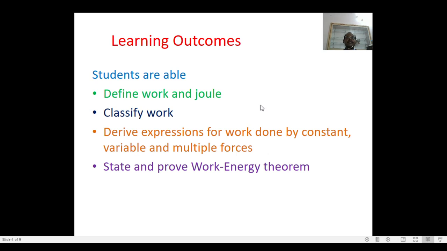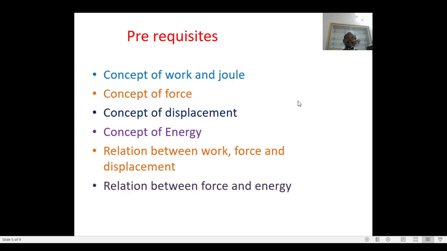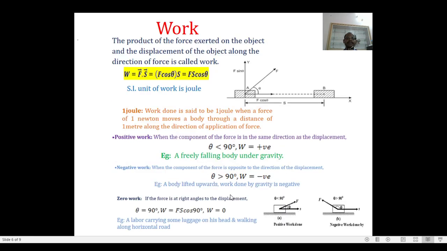Learning outcomes. Students are able to define work and joule, classify work based on the sign of the work, derive expression for work done by constant force, variable force and multiple forces, state and prove work energy theorem. Prerequisites: concept of work and joule, concept of force, concept of displacement, concept of energy, relation between work, force and displacement, relation between force and energy.